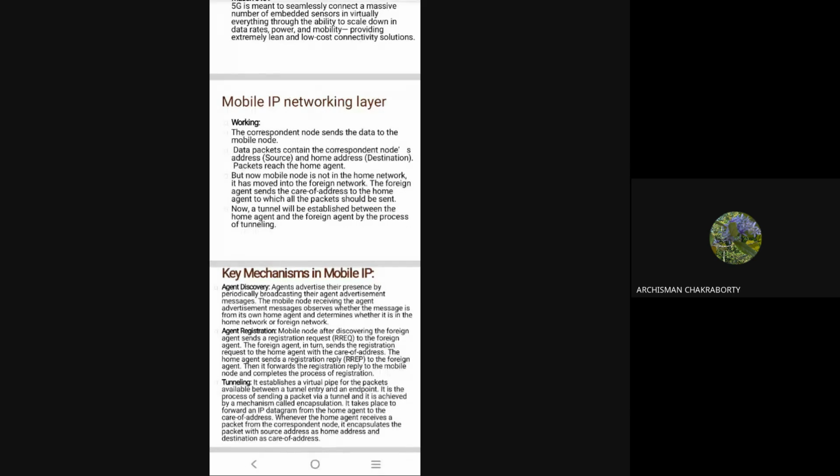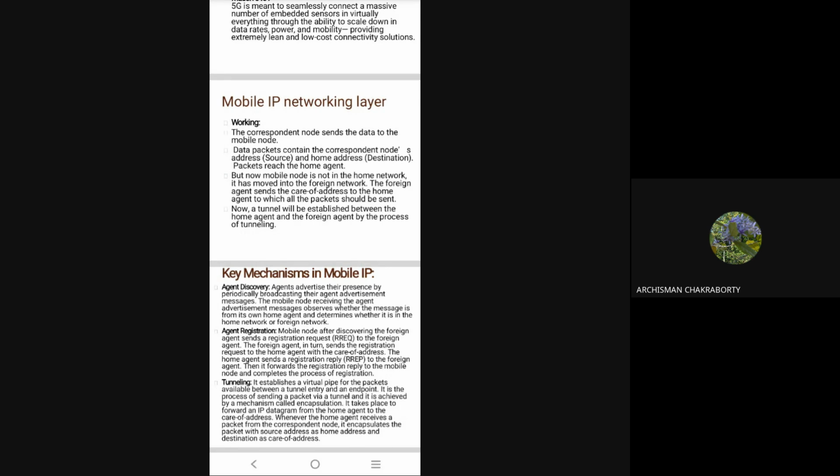So now a tunnel will be established between the home agent and the foreign agent by the process of tunneling. A dedicated path, which is termed a tunnel, will be established between the corresponding node and the mobile node.